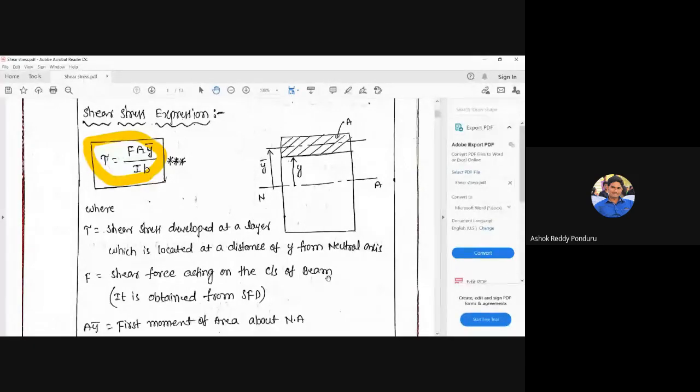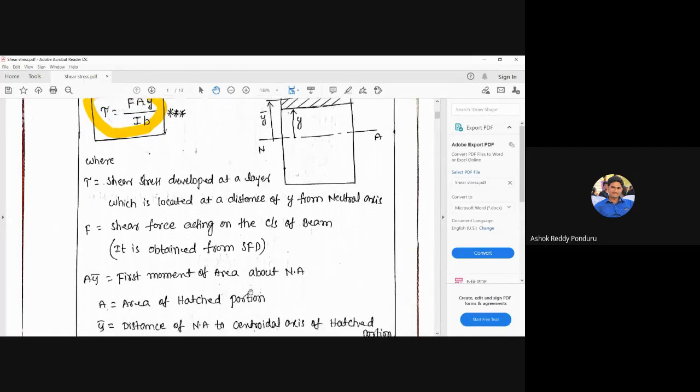After calculating the shear force at various points here, we can take the maximum shear force value. That value is considered as F here. That value is the shear force acting on a cross section of the beam. It is obtained from the SFD, the maximum shear force. Here the shear force means the maximum shear force in that beam. That value we are going to consider.